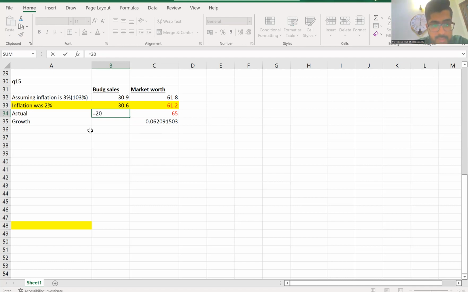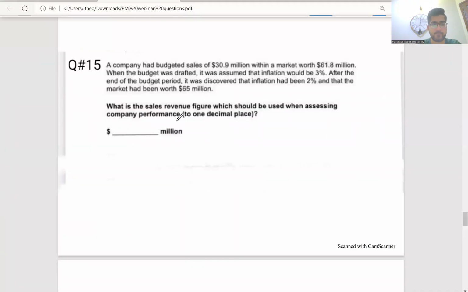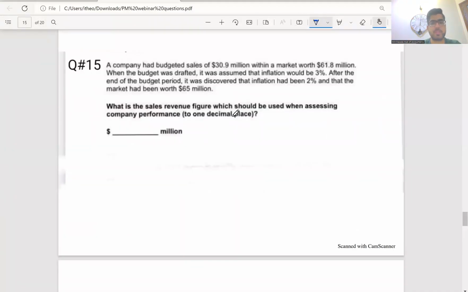So 30.6 should increase by 6.2%. It's 32.5 million approximately. What is the revenue figure which should be used?